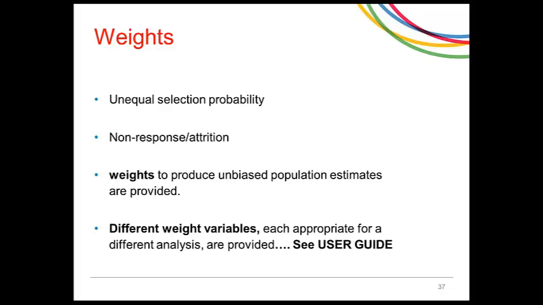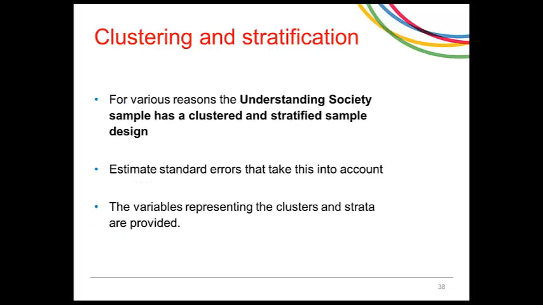There's a separate section. One other thing, as is common with most large-scale surveys, the Understanding Society sample has a clustered and stratified sample design rather than a simple random sample. Because of that, you will need to estimate the standard errors that take into account this sample design. But actually, this is quite simple with most statistical software. It's very easy to let them know how to do it. And the variables representing the clusters and the strata are provided.